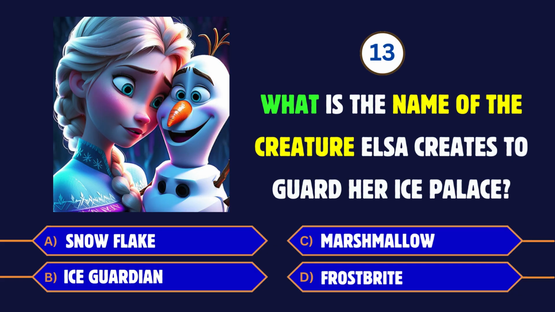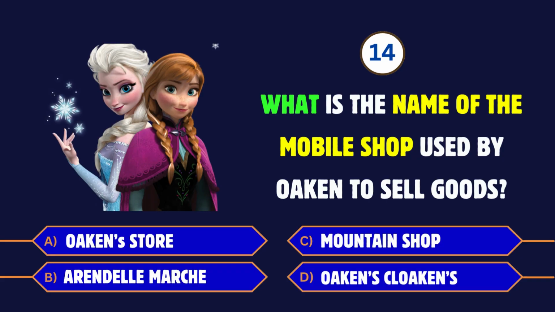Question 13. What is the name of the creature Elsa creates to guard her ice palace? The correct answer is marshmallow. Question 14. What is the name of the mobile shop used by Oaken to sell goods? The correct answer is Oaken's Cloakins.